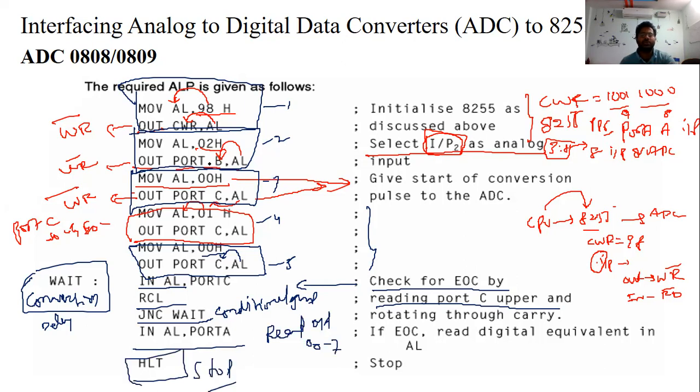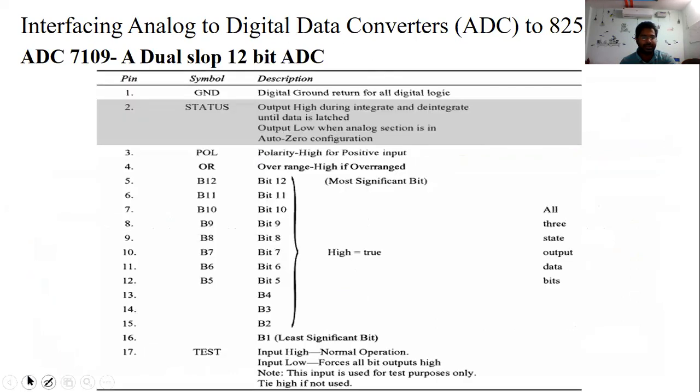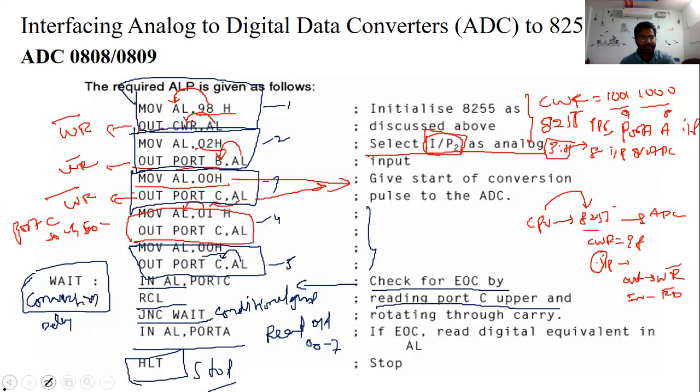Simple, very easy program. In a similar way, we can also interface the 12-bit dual slope ADC to this 8255 PPI. This we are going to discuss in the next class.